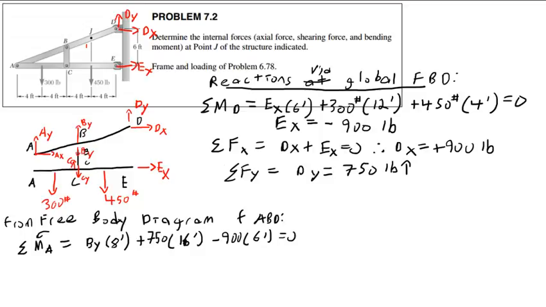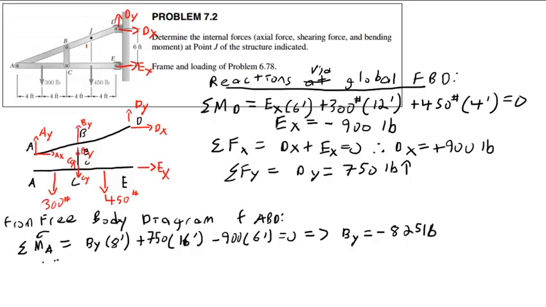Okay, 750 times 16 minus 900 times 6. And from this, I will get that BY is equal to, then divide by 8. I got negative 825 pounds. Negative 825 pounds. Okay, so negative 825 pounds. Like so.